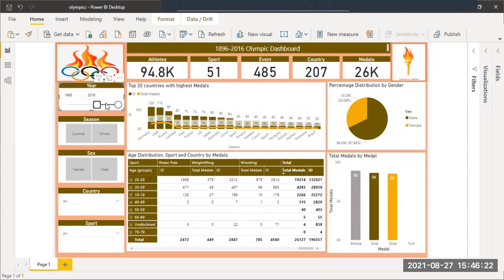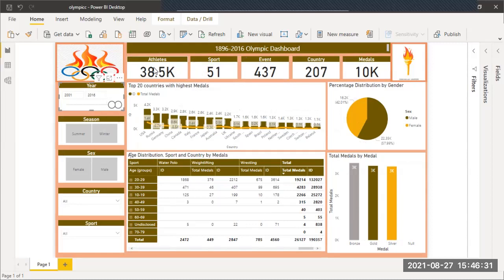Now I adjust my slicer down to analyze the year 2001. You can see from this that there's been a decrease in the total number of athletes performing in the Olympic events so far. Here we now have approximately 39,000 athletes. The total number of sports is still 51, but there's been a reduction in the number of events.